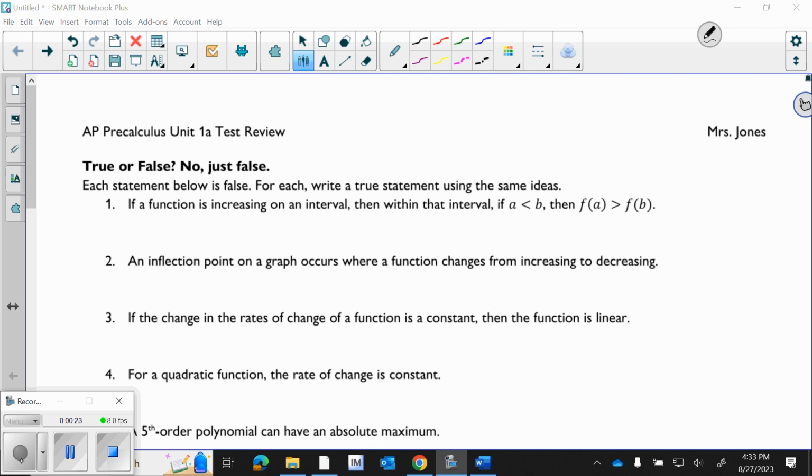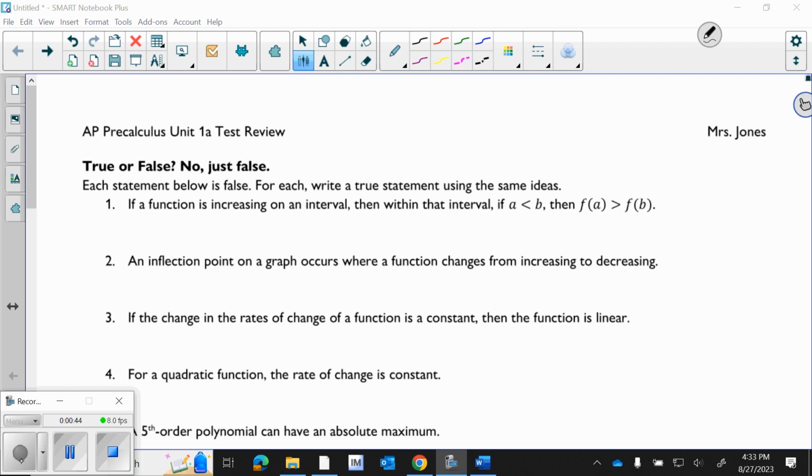This first section is a group of true or false statements. Haha, just kidding. They're all false. And so since they are all false, you are supposed to read the statement, decide which part of the statement is false, and then rewrite the statement with a true statement instead.